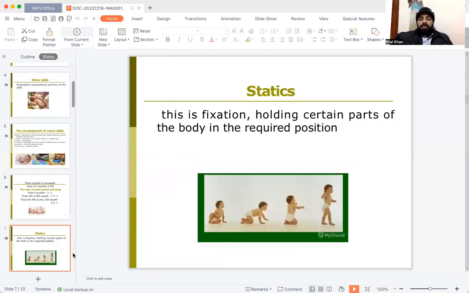Statics is the fixation, holding certain parts of the body in the required position. It's known as statics. It means the balance, how the child walks, the step-like process for his future.